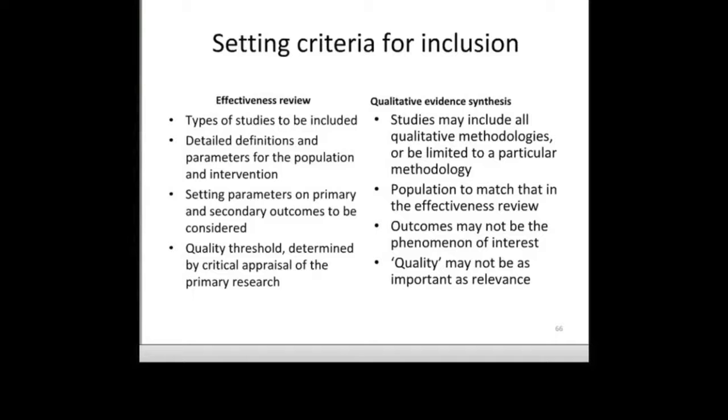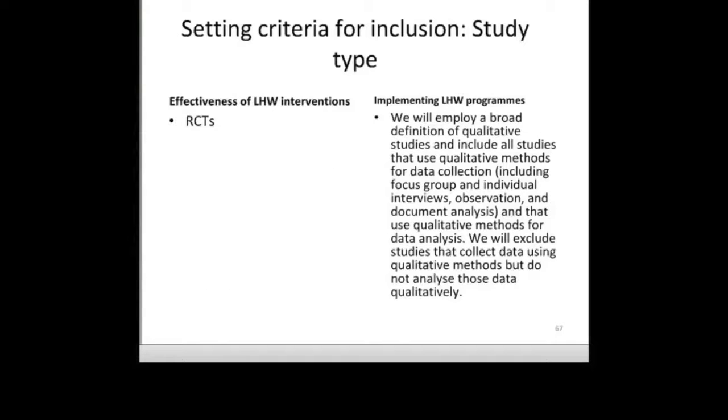So for the lay health workers review, they opted for the inclusion of RCTs only in the quantitative strand, but they applied a broad definition of qualitative studies, and included all sorts of studies that used qualitative methods for the qualitative evidence strand.